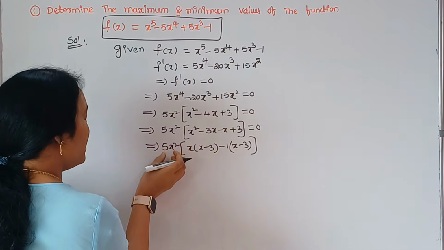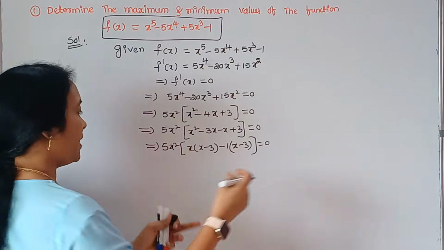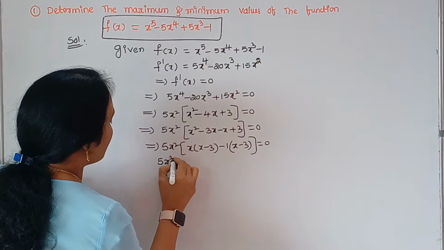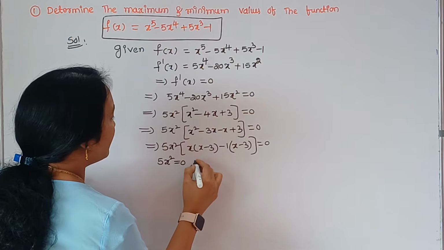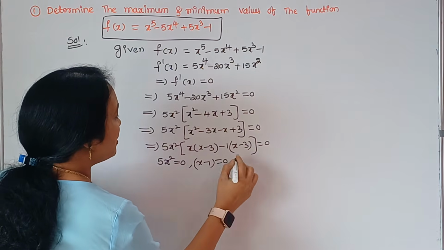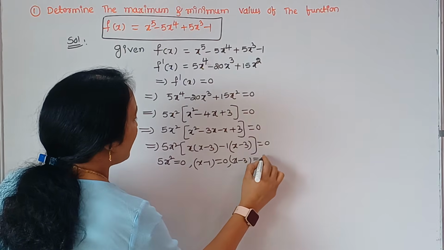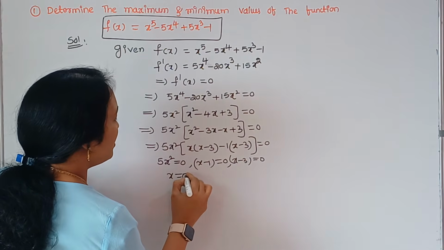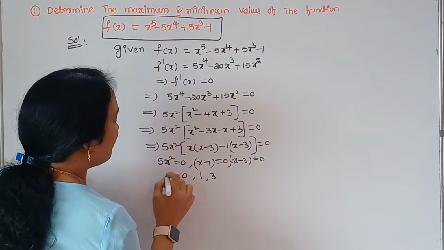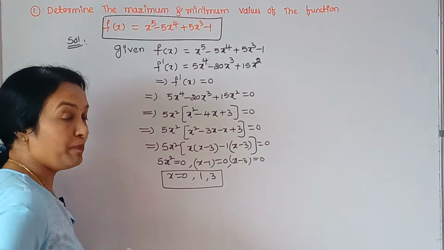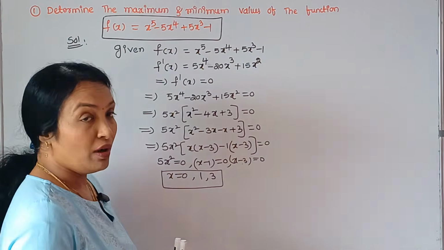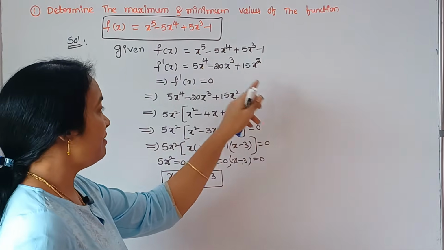Then what are the factors? This is equal to 0. 5x square is equal to 0, one factor, and x minus 1 is another factor, that is also equal to 0, x minus 3 is another factor. From here x is equal to 0, from here x is equal to 1, from here x is equal to 3. Then what are the roots? 0, 1, 3.